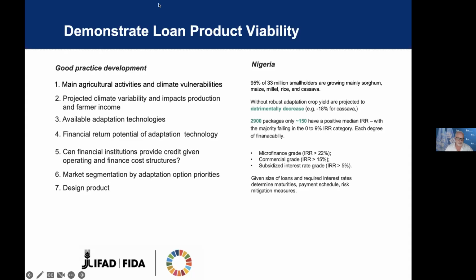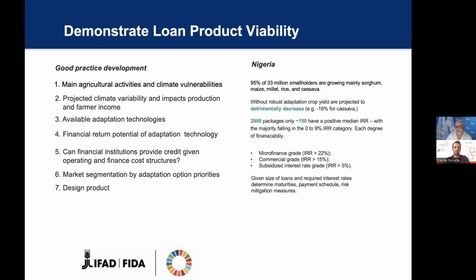So here, just to summarize, and I'm almost done, so bear with me just for a moment. The main agricultural activities and climate vulnerabilities are assessed. We project climate variability and impact on production and farmer income. We take a look at the available technologies, prioritized by their net present value and internal rates of return. Then we look at the financial potential for the adaptation technology. And then we say, can the financial institutions provide the credit given their operating and financing cost structures?